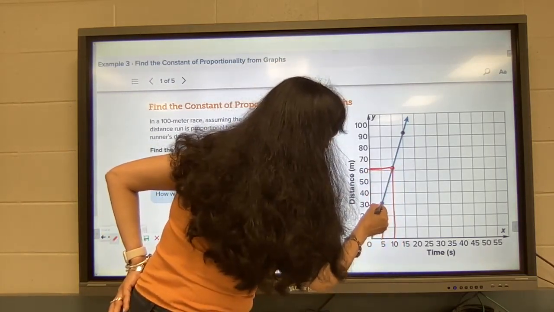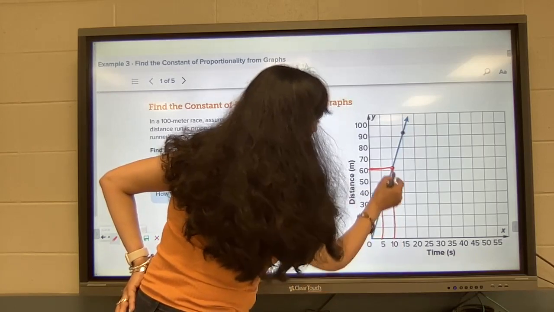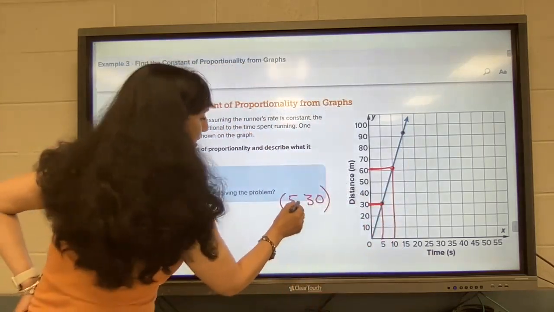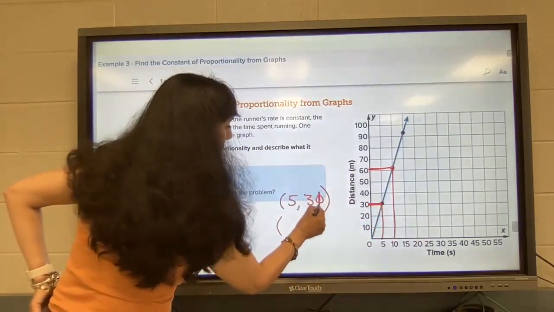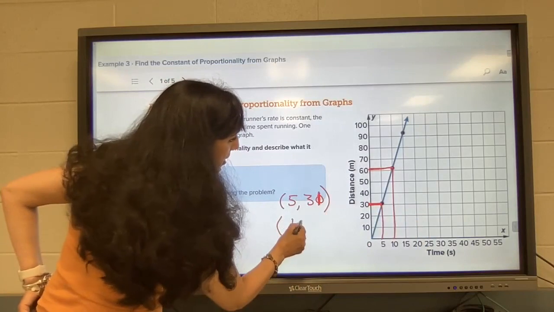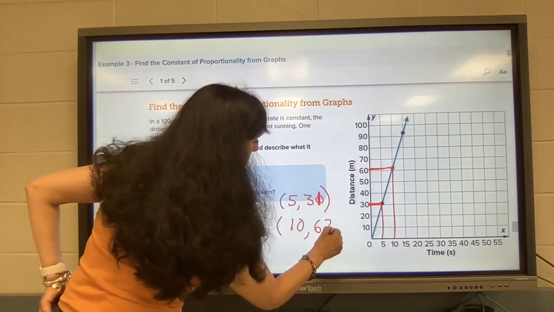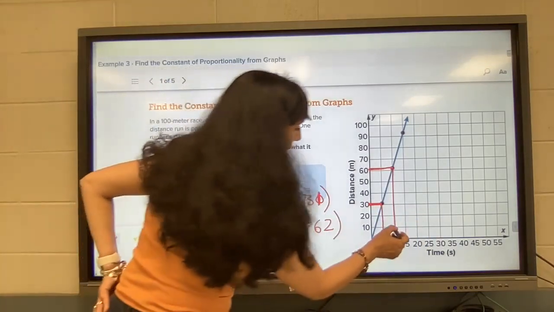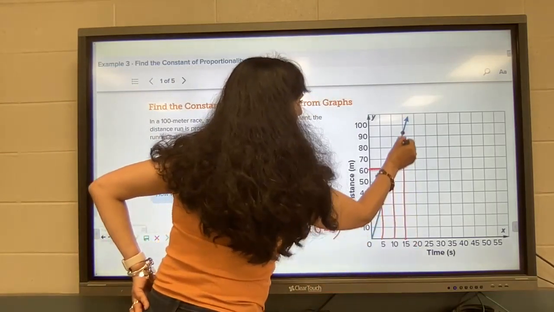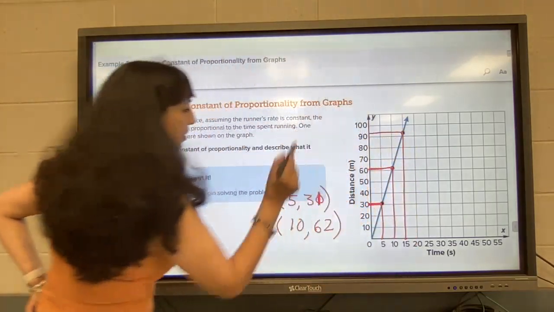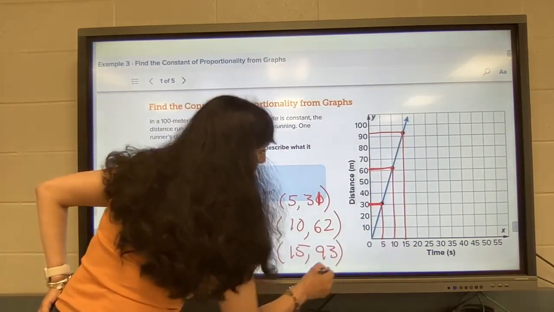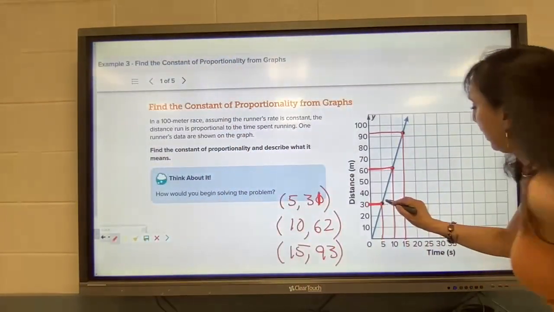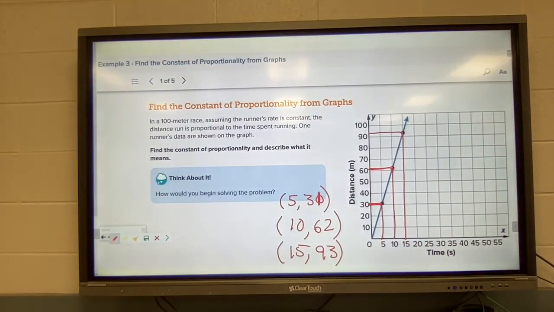I wonder if this is a little bit higher. There we go. And then I have 15. Actually, this is 31. And this one is 10 and it's 62. And then we have 15 and this is 93. This could be a little misleading because it is a little bit above the 30. So here are my ordered pairs first.